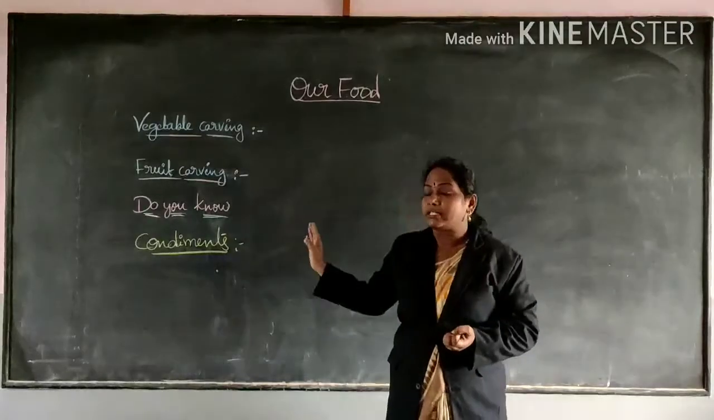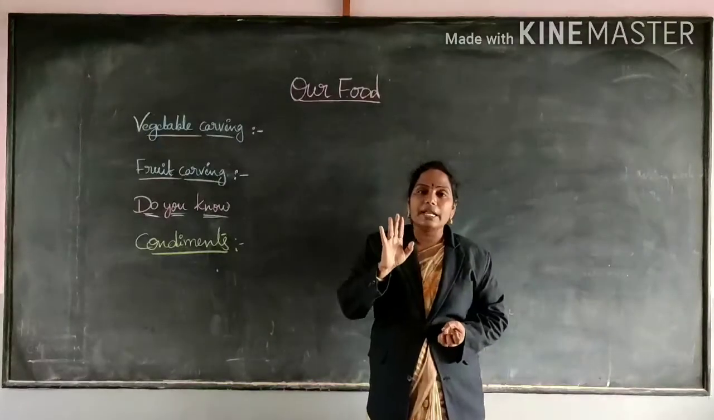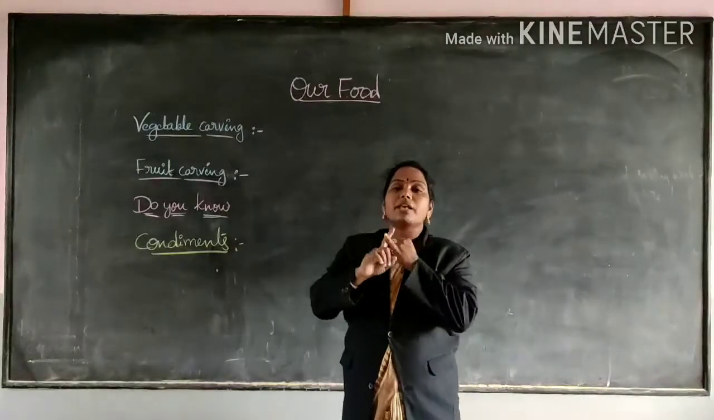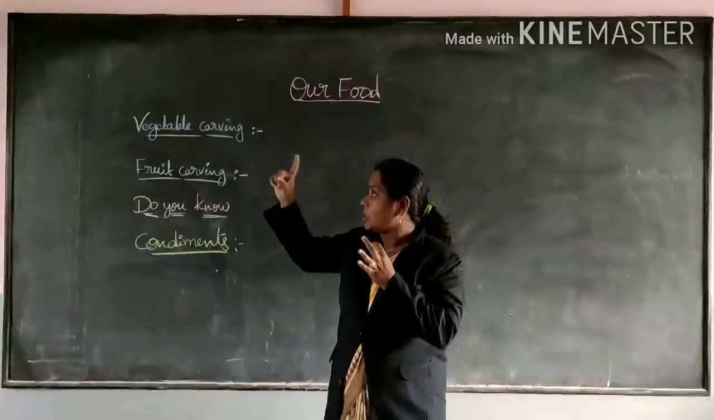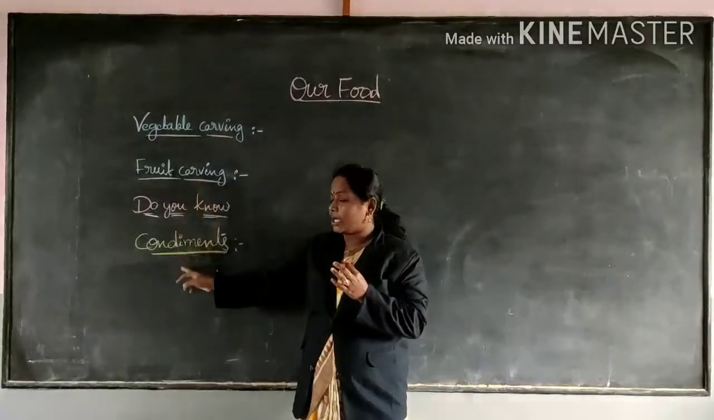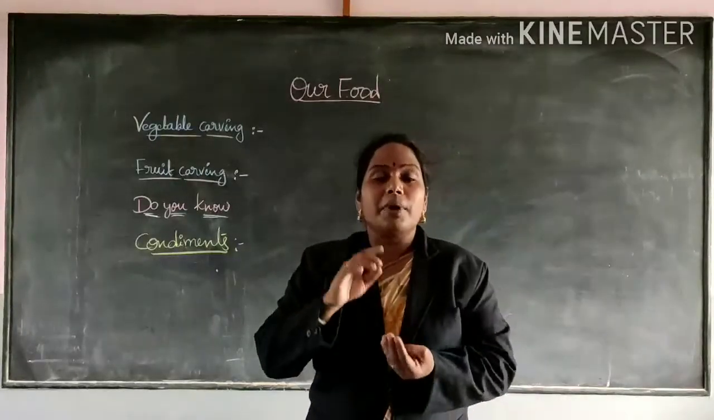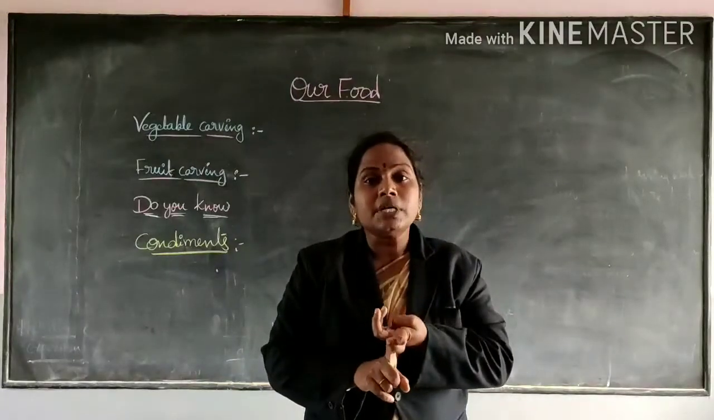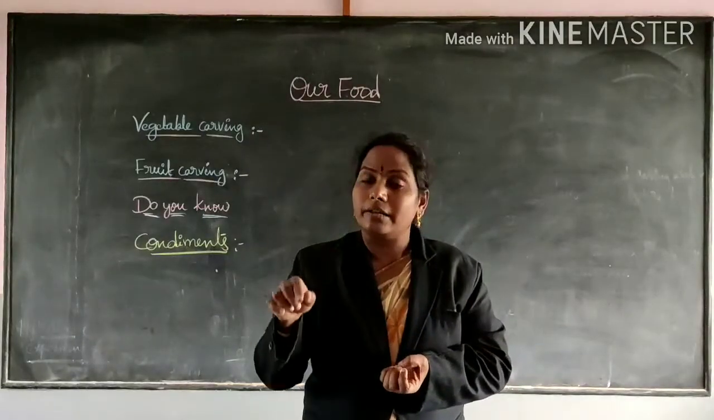Next, you have to learn the lesson properly. Read the lesson once or twice. What are the important topics in this lesson? Preparation of food materials and preservation of food materials, these 2 questions are important. Every Do You Know is important. Vegetable carving is important and fruit carving is important. Condiments are also important. Next, in this lesson, preparation of biryani, preparation of tomato curry, preparation of upma, preparation of payasam. Like this, you have to properly learn the food preparations and write them in the notebook.